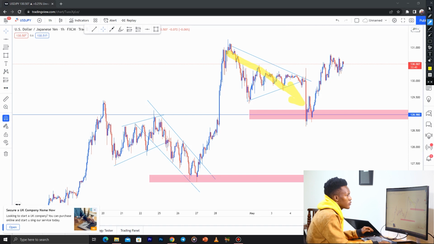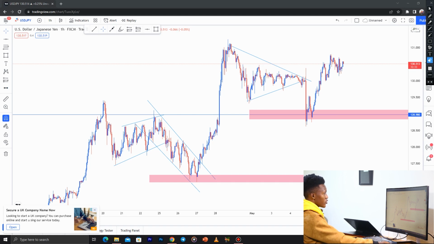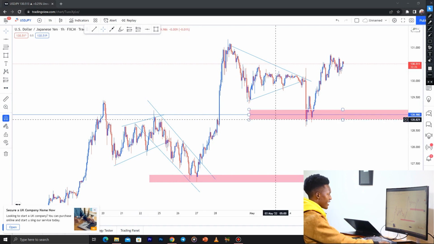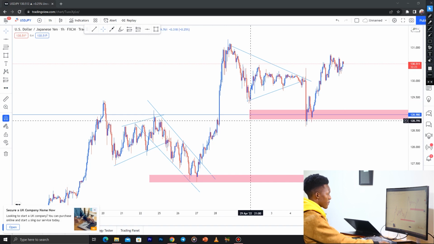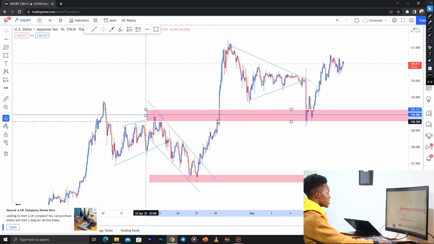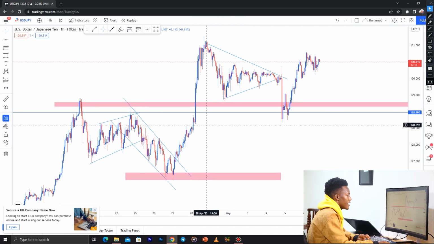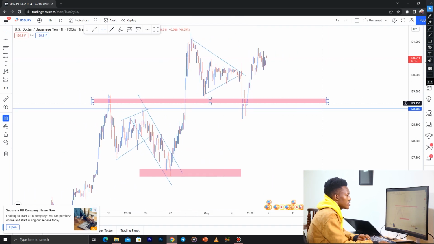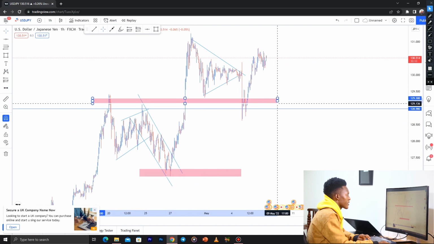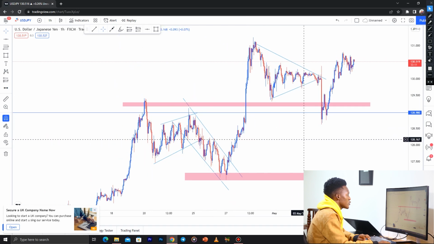Now, on coming for a pullback, it doesn't mean that you're going to get a trade immediately. No way. But remember, when you have those key levels marked out, it's going to give you an upper hand. So I had this level here, but I just extended it. Initially, it was stretching up to this point. Now, I want you guys to have a super clear look at this. You can see that this was a key level initially.